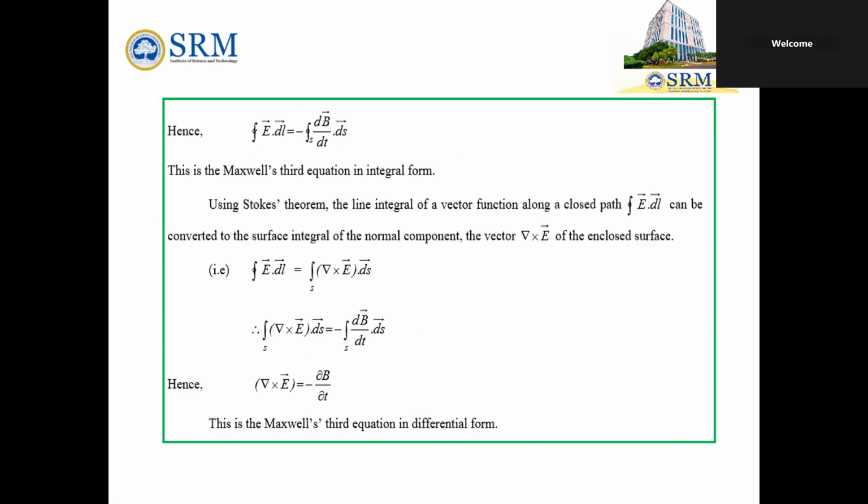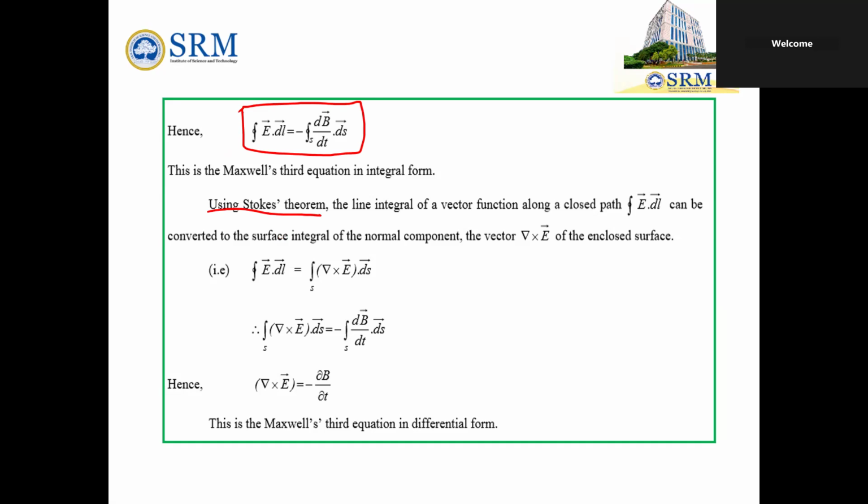Therefore, the closed integral of E dot dl is equal to minus the surface integral of dB by dt dot ds. This is Maxwell's third equation in integral form. Now we are using the Stokes theorem. The Gauss theorem we use only for static charges, and the Stokes theorem for moving charged particles.